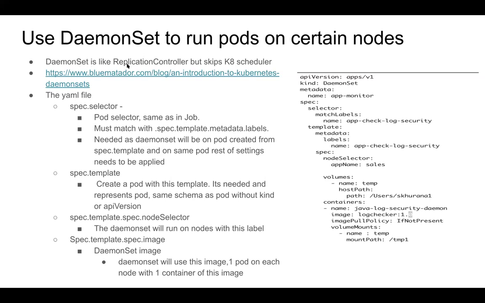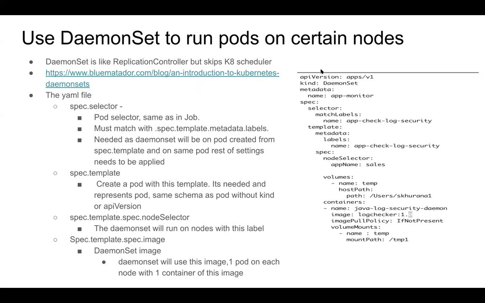So a daemon set is like a replication controller, but it skips the Kubernetes scheduler. The Kubernetes scheduler, as we discussed, when you are trying to spin up a pod or application controller, decides which nodes the pod replicas should be started on. That's the scheduling process. For a daemon set, you don't need that scheduling process, because by default, on each of the nodes which have that node label, this daemon set pod will get started.